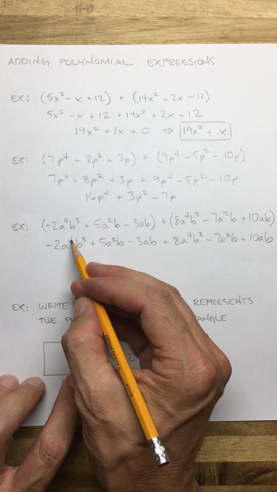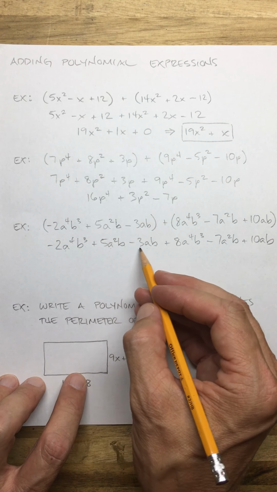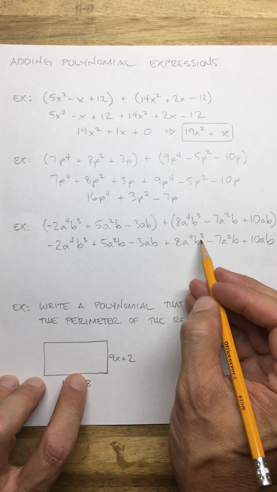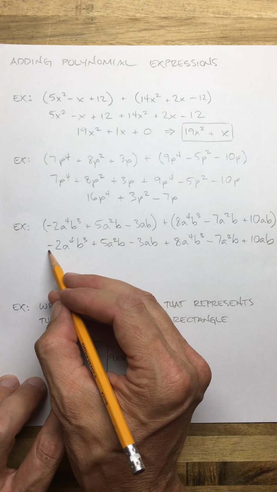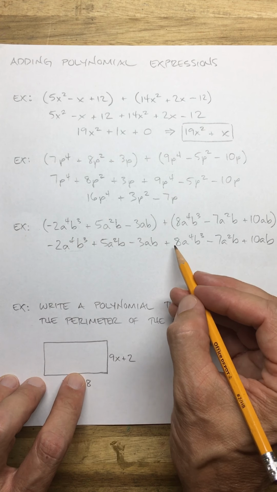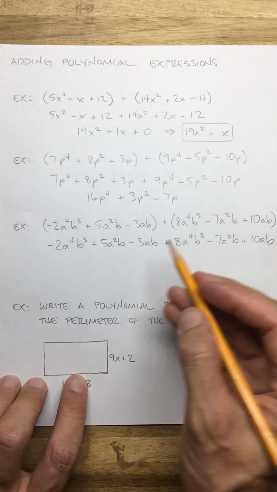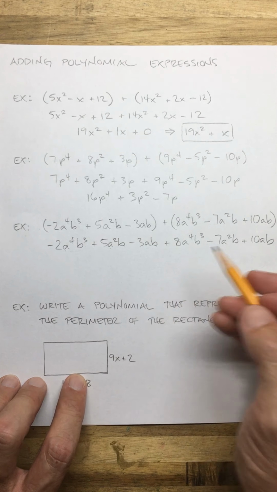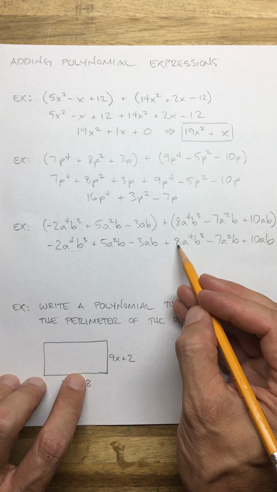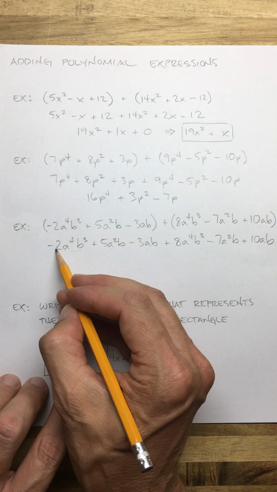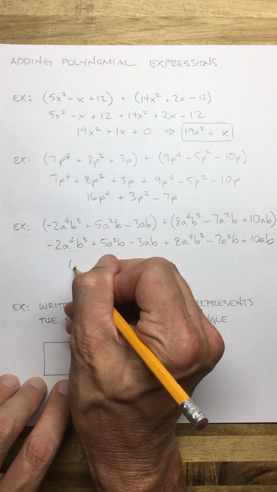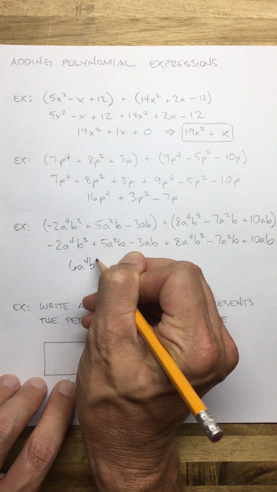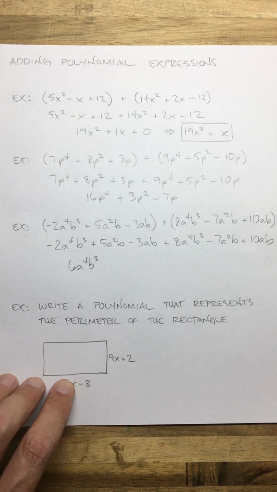So here's an a to the 4th, b to the 3rd. Here's an a to the 4th, b to the 3rd. So we could combine these guys, the negative 2 of those and the positive 8 of those. If you have negative 2 of them and positive 8, you can also think of it this way, 8 take away 2 of them, right? So you get 6 of those things. You get 6 of the a to the 4th b cubeds, okay?